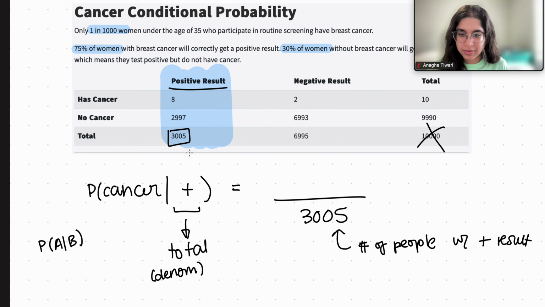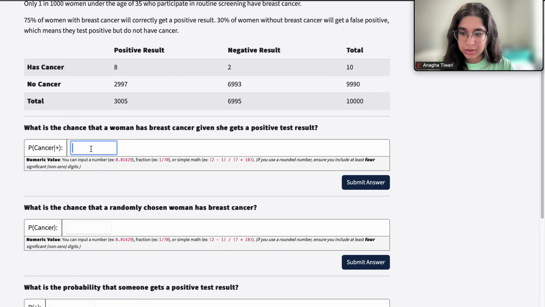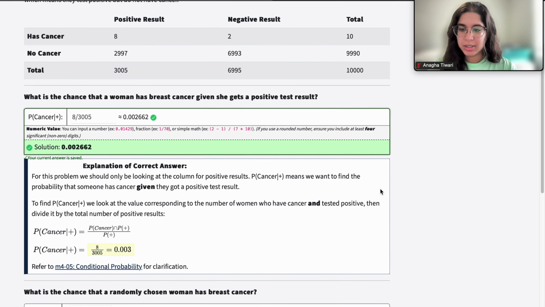So out of these 3,005 people, how many actually have cancer? Well, that's 8 of them, right? So the probability of cancer given a positive result is 8 out of 3,005, right? Because we're looking at the positive result subset of the population, which is 3,005. So out of these 3,005 people who had a positive result, how many got cancer? Well, that's 8 of them. So it's 8 divided by 3,005. And you can put fractions that are equivalent.